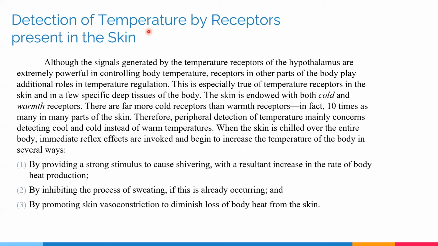Next, we move to detection of temperature by receptors present in the skin. Although the signals generated by the temperature receptors of the hypothalamus are extremely powerful in controlling body temperature, receptors in other parts of the body play additional roles in temperature regulation. This is especially true of temperature receptors in the skin and in a few specific deep tissues of the body. The skin is endowed with both cold and warmth receptors. There are far more cold receptors than warmth receptors, in fact, 10 times as many in many parts of the skin. Therefore, peripheral detection of temperature mainly concerns detecting cool and cold temperatures instead of warm temperatures.